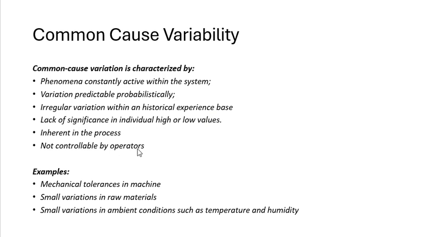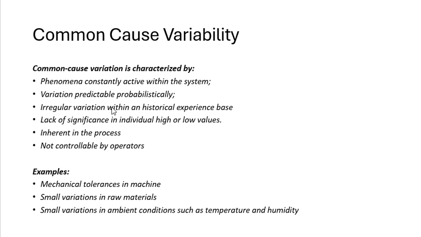Another thing is the lack of significance in your high and low values. It's not so very different. Lack of significance means it's not very different in your high and low values. And sometimes you have what is inherent in the process. The next one is definitely not controlled by the operators, because most of the variability in the data comes from the process, which is in the system. Inherent means like the system error, things like that. So when you read it, you come to really understand right away.